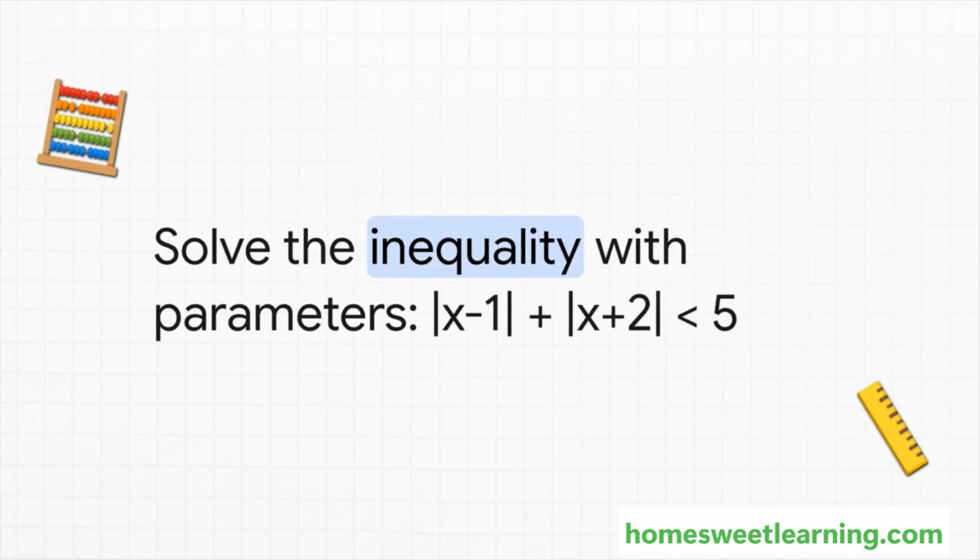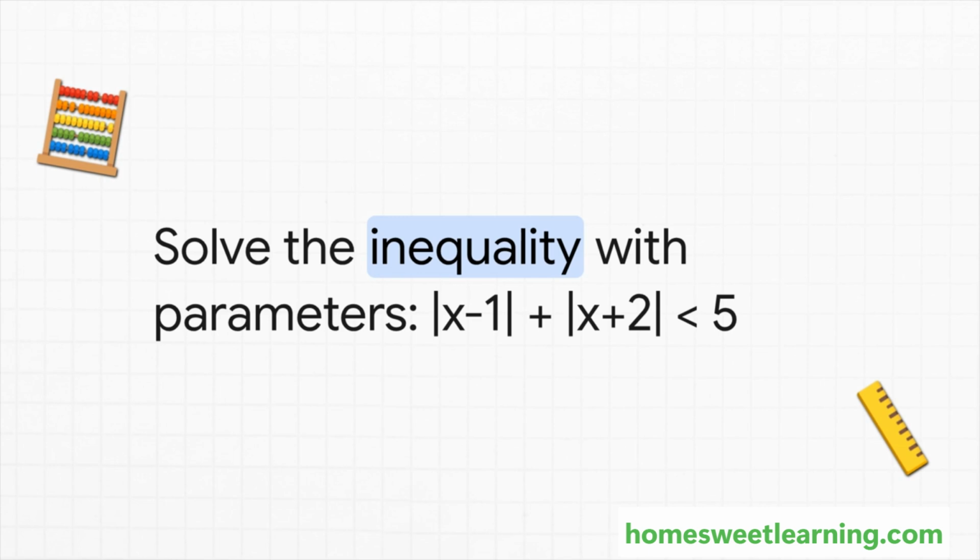Let's see how this exact same logic holds up when we level up to inequalities with parameters. Here, we've got 2 absolute values adding up to less than 5. So why do we absolutely need casework here? Because each absolute value changes its behavior at a completely different critical point.